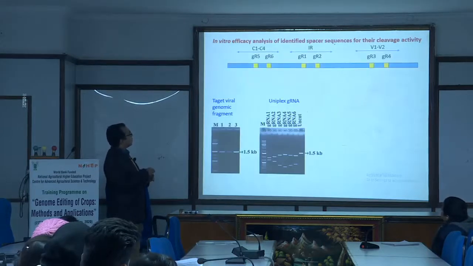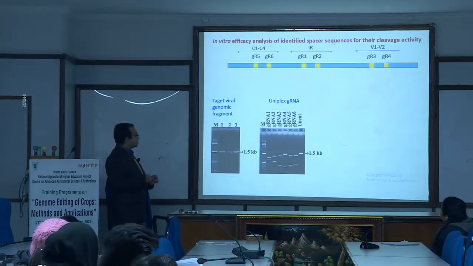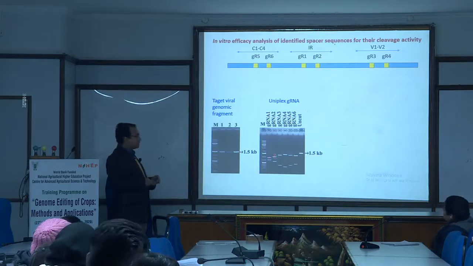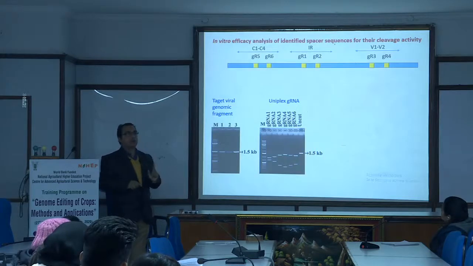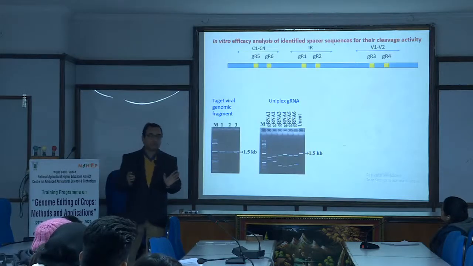So, this is the genome, and this is the guide RNA target. This is the 1.5 kb amplicon. When we give these individual 6 gRNAs, very nicely as per their size, they give a cut, and this is the uncut molecule. So, individual gRNAs can effectively cut the DNA, the viral DNA.